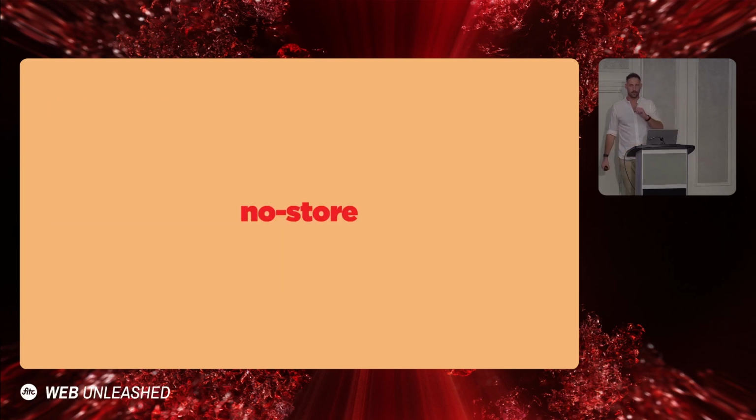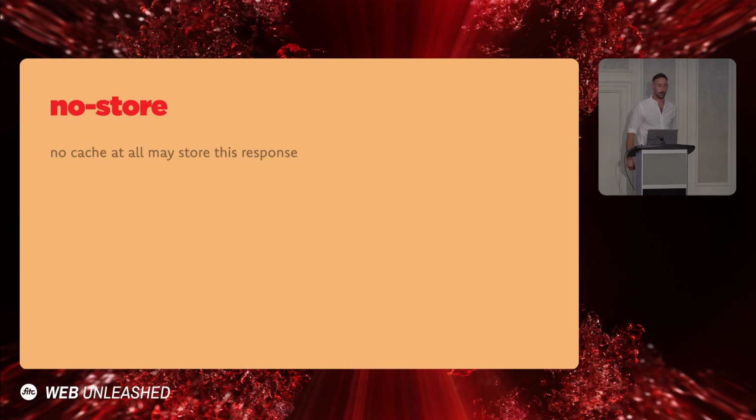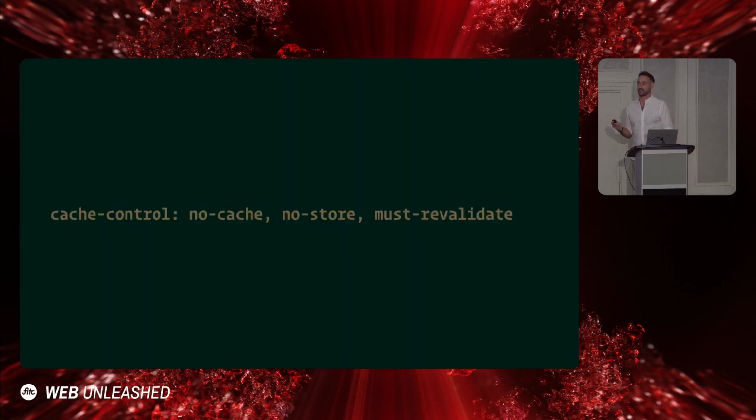No store is a very aggressive directive that says no cache at all may store this response. You may see people emitting headers like this, a very aggressive, very defensive, and somewhat redundant no cache, no store, must revalidate. The spec actually says that any compliant cache will take the most restrictive of all the directives so that you don't accidentally cache something you shouldn't do. So all you really need is no store.